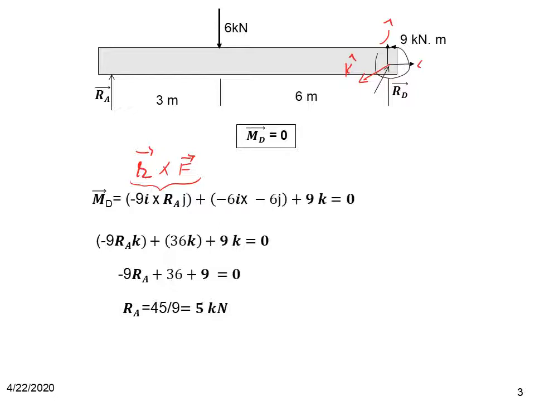The expansion of this cross product will give you minus 9 RA K because we know that I cross J is K, and with this minus sign here, it's 9 times RA. Similarly, this is 36K and this is 9K, from which we can solve RA as 5 kilonewton, which is the normal reaction at A.